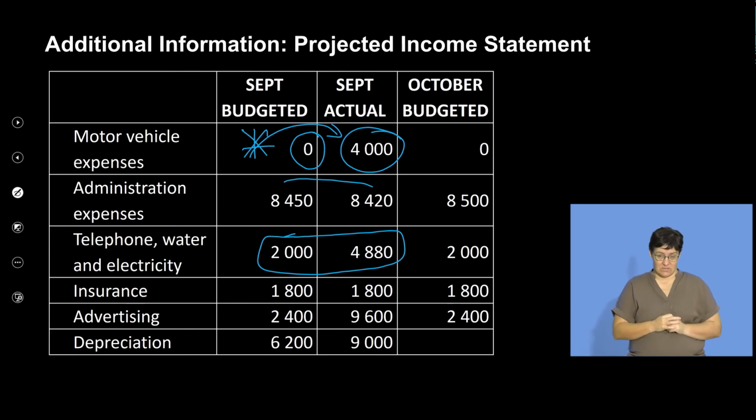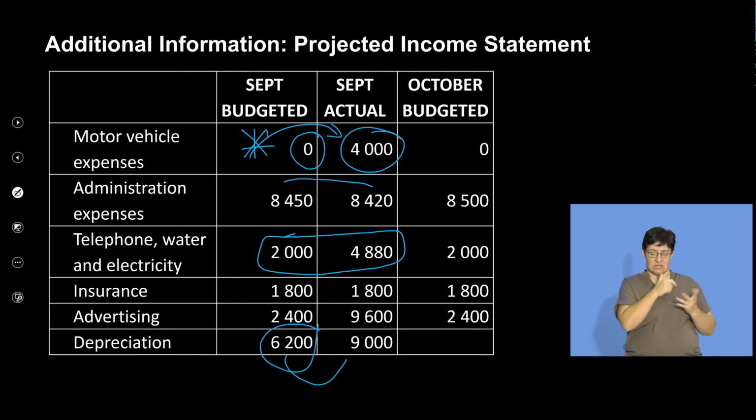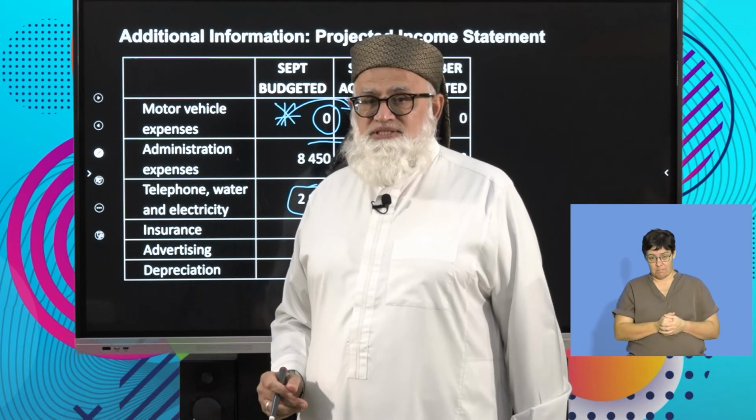Not only that, your depreciation increased from 6,200 to 9,000 Rand. So this was a conscious decision to buy a vehicle to do what? To do the deliveries to our customers.